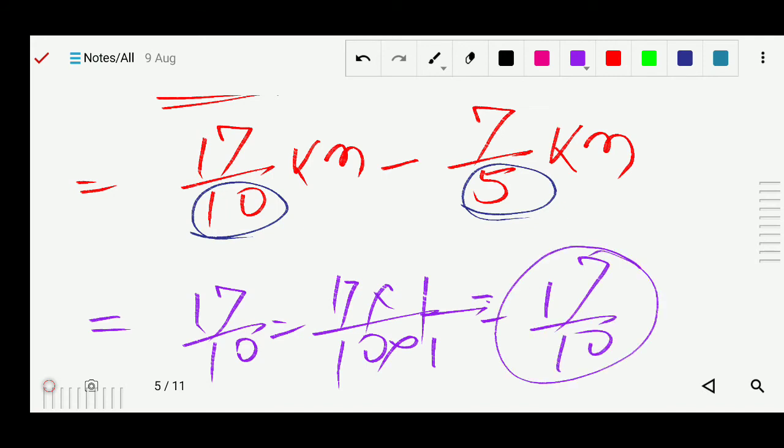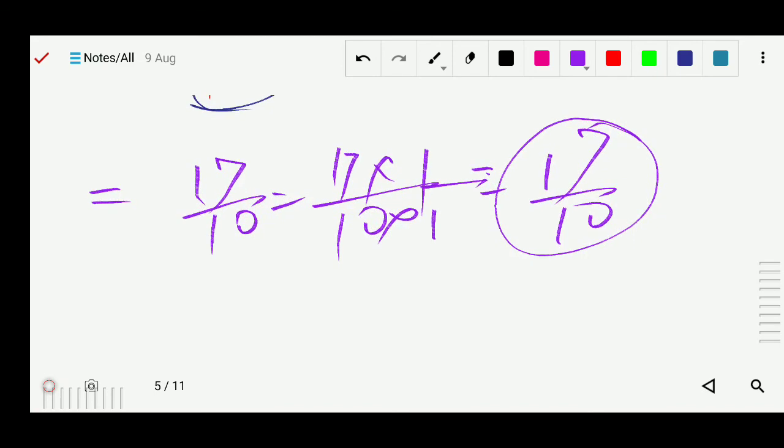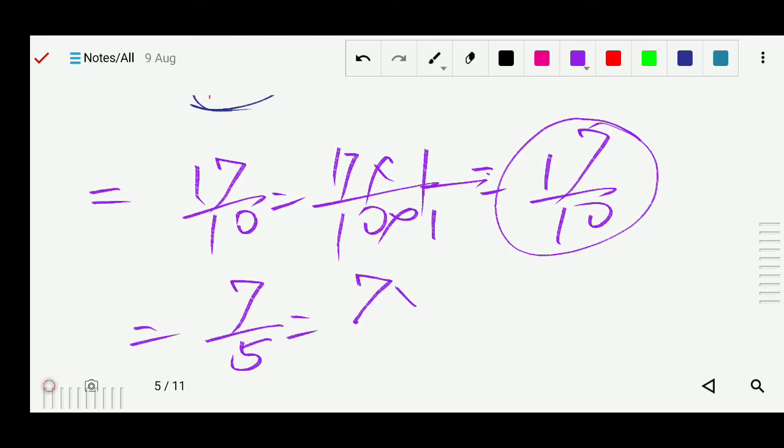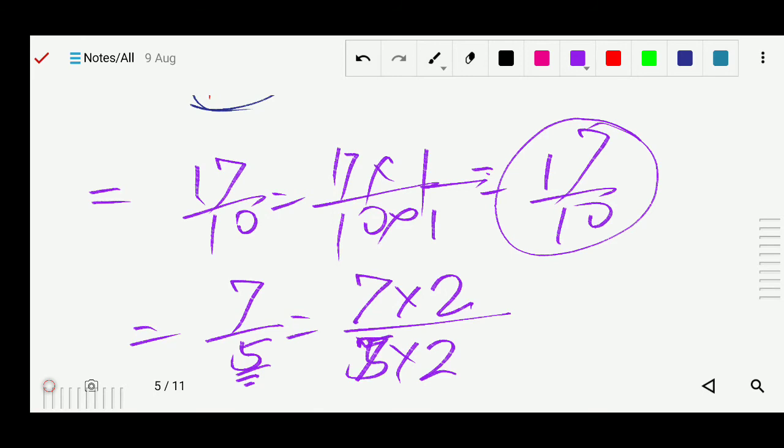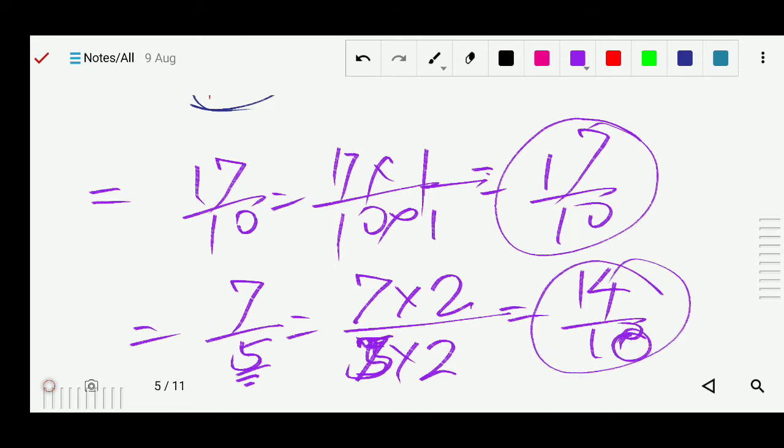Okay, so the first fraction we have is 17 by 10. The second one we have is 7 by 5. We will make its denominator equal too. How many times do you multiply? Divide 10 by 5, that is 2 times only. So we multiply by 2, and it becomes 14 by 10. So we have two fractions, 17 by 10 and 14 by 10.